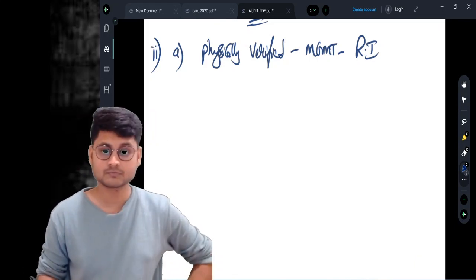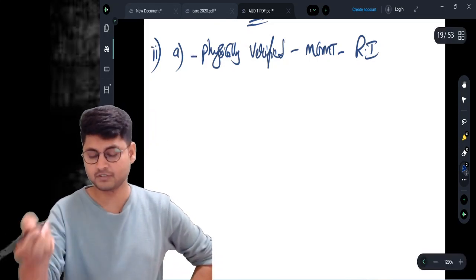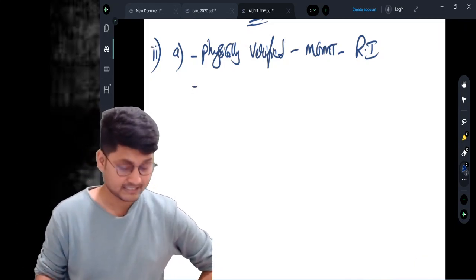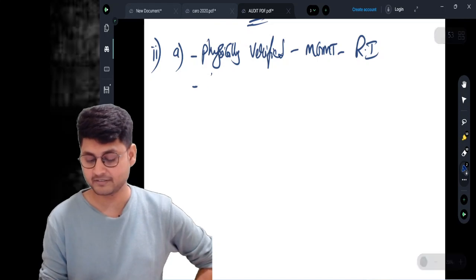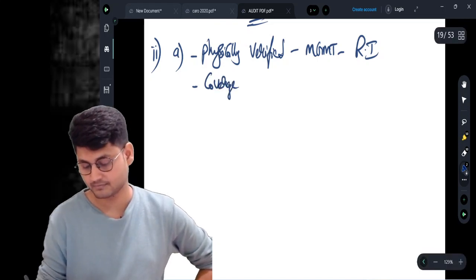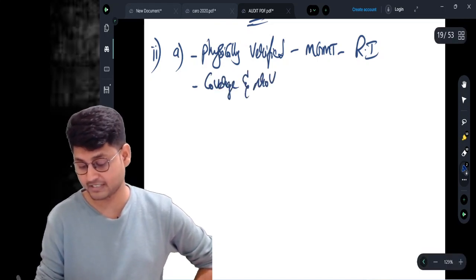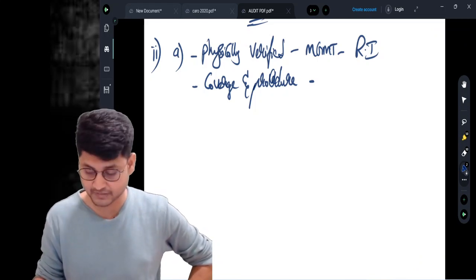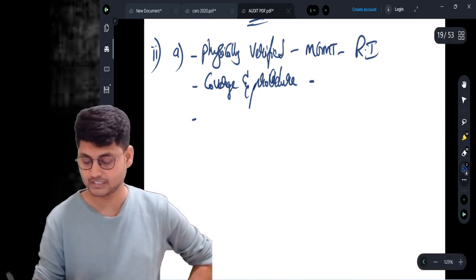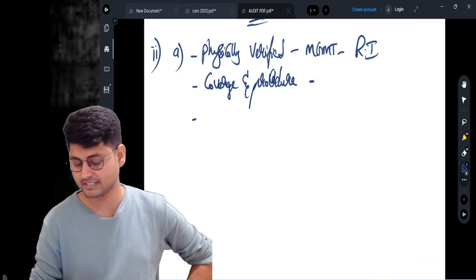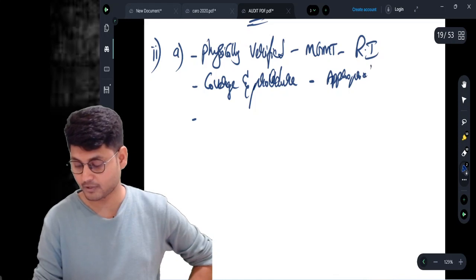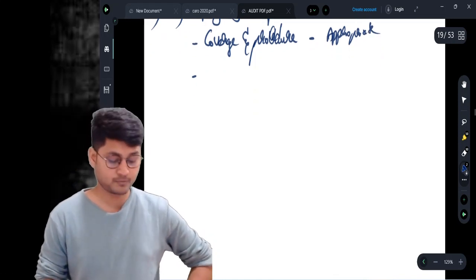Okay, this is what we need to remember, we need to report. And then if it is physically verified, whether the coverage and procedure for such verification is appropriate or not, that you need to report. Appropriate. Beautiful. Come to point number 3.